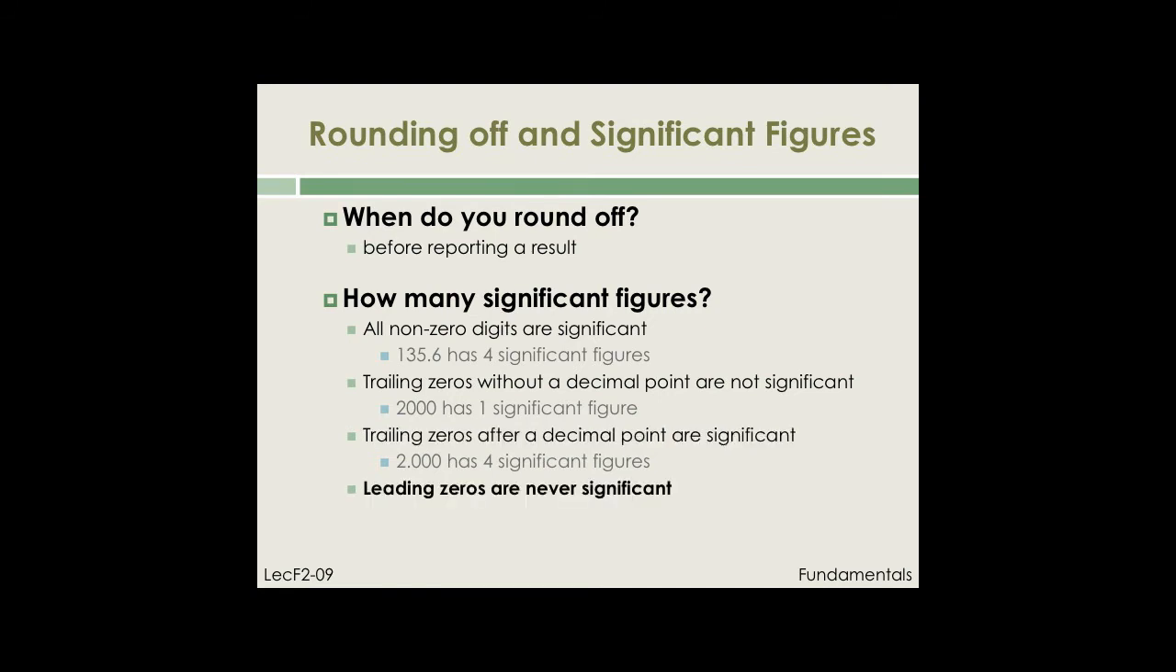Fourth, leading zeros are never significant. So, the number 0.003 has only 1 significant figure. Finally, captive zeros are always significant. So, the number 302 or the number 300. have 3 significant figures.